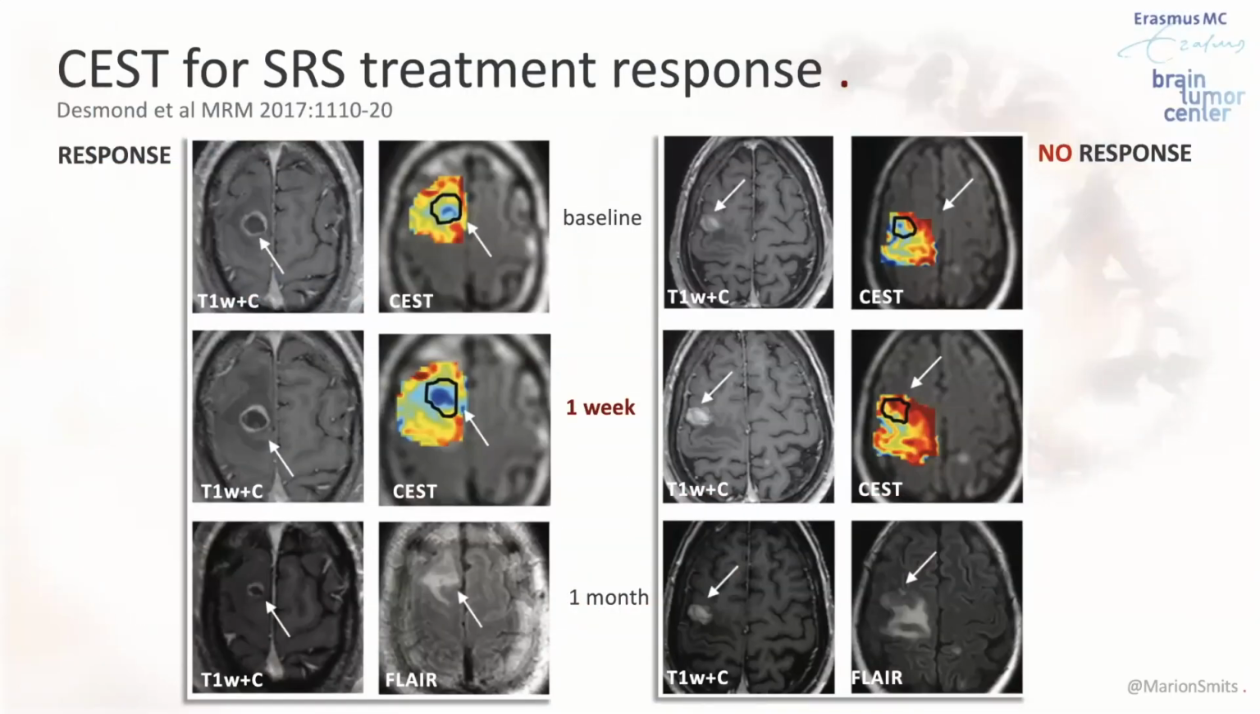I think this is not my work, this is from the literature. CEST, of course, is one of the contenders for also helping us to reduce contrast agent. This is a really, I think, very powerful example. This is actually a brain metastasis which was irradiated. This is a patient that responded, where you can see that the ring enhancement doesn't really change after 1 week, but you can see that the CEST signal really changes.